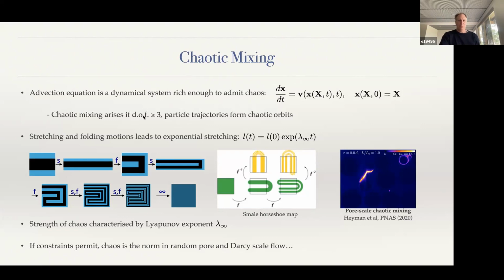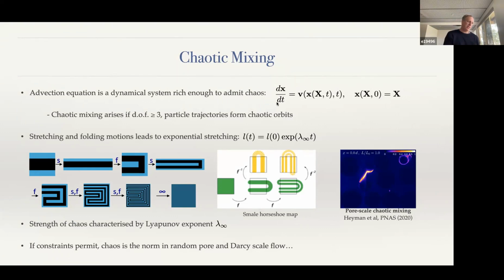And if the degrees of freedom are sufficient, i.e. 3, we have 3 degrees of freedom, i.e. the system is 2-dimensional and transient, or 3-dimensional and steady, or 3-dimensional and unsteady, there's enough degrees of freedom in this system to generate chaotic dynamics. So the advection equation itself, which transports particles over time, we can consider that to be a dynamical system, and the question is whether that dynamical system admits chaotic dynamics or not.